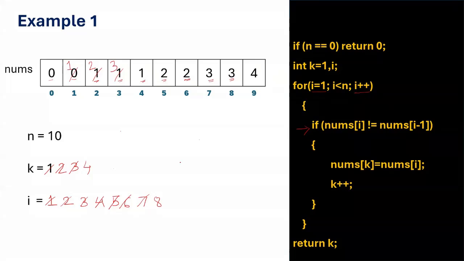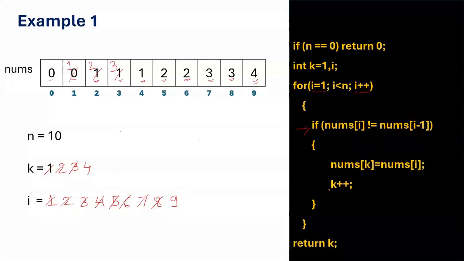We'll move on. So new value of I will be 9. 9 is less than n. Condition true because 9 is less than 10. Again, this if condition will be executed. So number at ninth position and the previous element. So ninth position number is 4 and previous is 3. Not equal to. This condition is true.